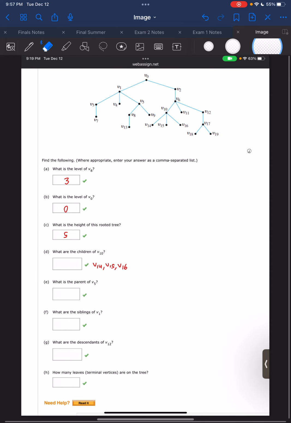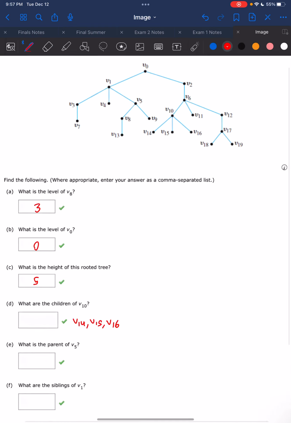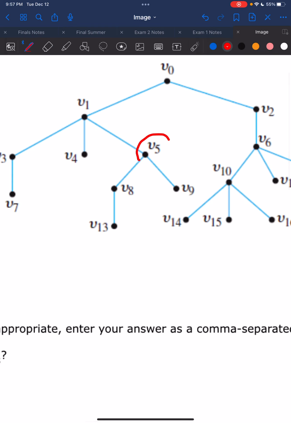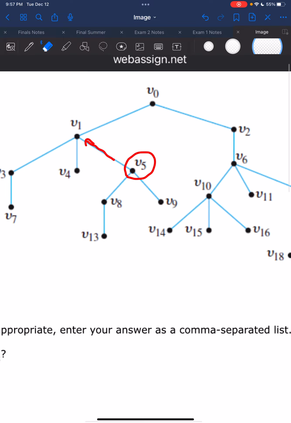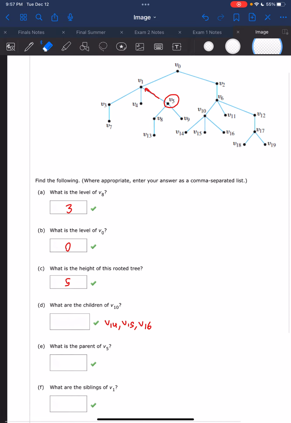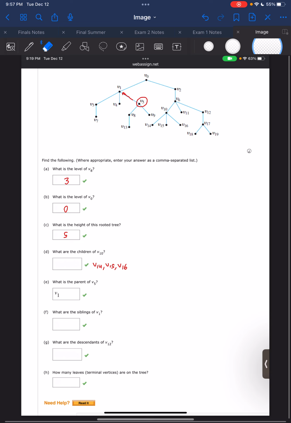Question E, what is the parent of V5? So let's check. If V5 is a child, then who would its parent be? The parent would be the one that's directly adjacent and above V5. So let's look. The ones that are directly adjacent are V8, V9, and V1. But V8 and V9 are below V5, so those are the children of V5, not the parent. The one that's above is V1, so we know that V1 is the parent of V5.